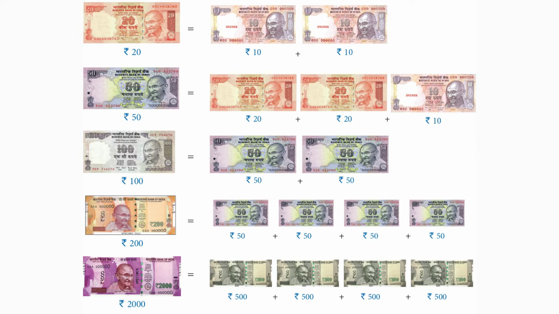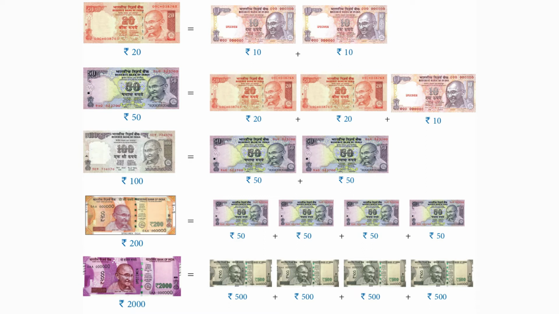So now let's look at the notes. In the same way, let's look at the notes. Now if we have a 20 rupee note with us and we want the change for it, how much will we get? We'll get two 10 rupee notes. How about 50 rupees? If you have a 50 rupee note, then you will get two 20 rupee notes and one 10 rupee note. And 100 rupees. If you have a 100 rupee note, then the change for it will be two 50 rupee notes.